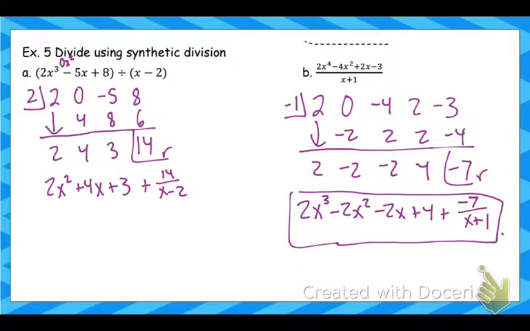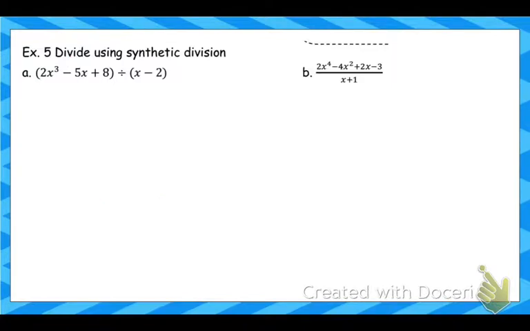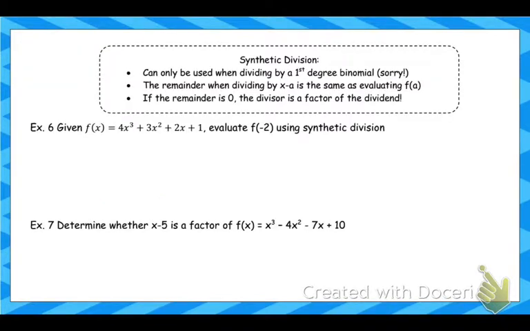All right, the last thing we're going to look at are just 2 applications of synthetic division. One of these is really going to help us out next week. So what we're going to look at, we're going to evaluate f of negative 2. So it says to use synthetic division.